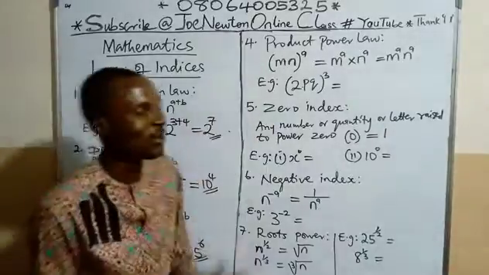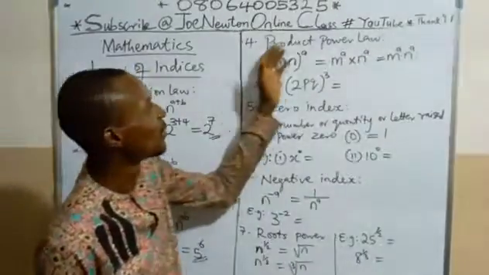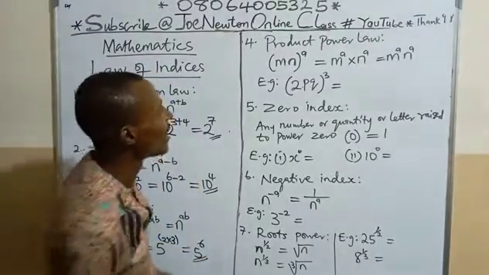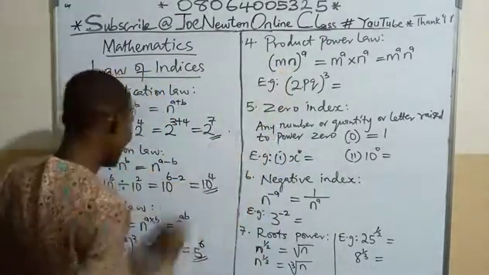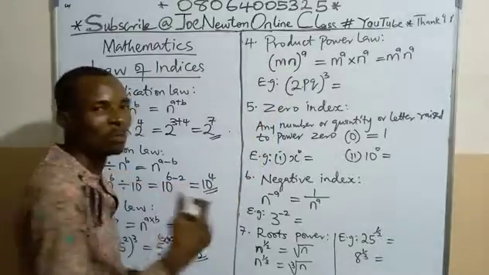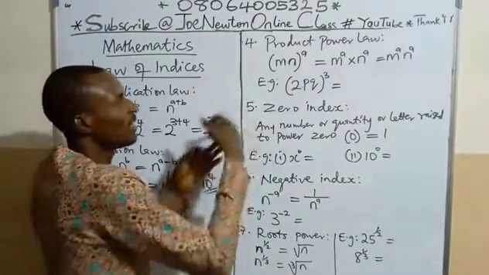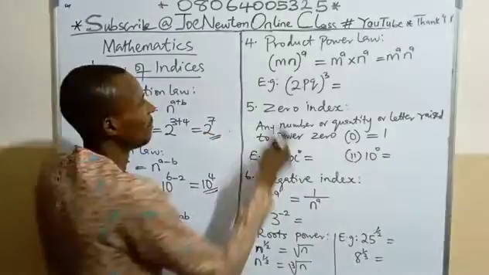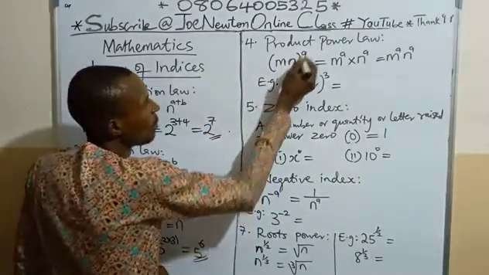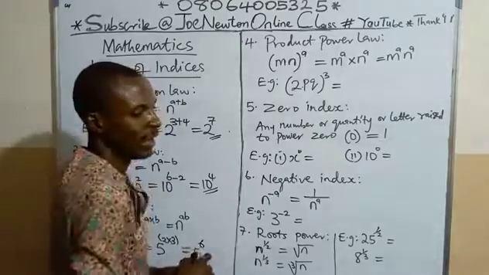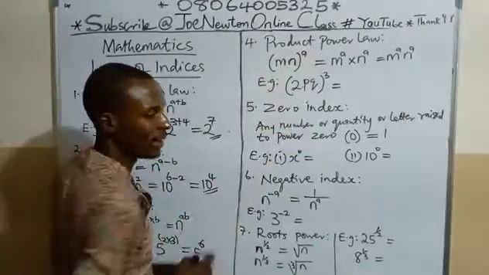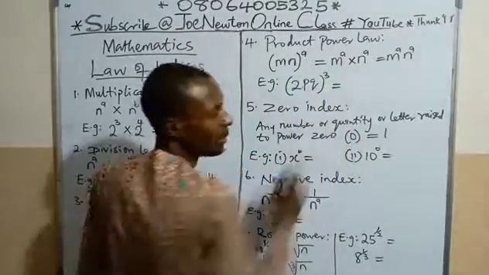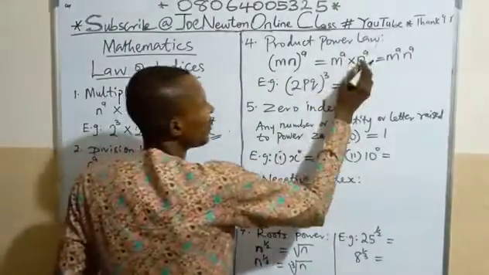Okay, let's go to number 4, which is the product power law, that is PPL. The product power law says that I have, it is like this one, but this has a product. Product means multiplication. You may have as many quantities as are being multiplied, but I take 2 here. (mn) to the power of a outside is equal to m raised to the power a times n raised to the power a.